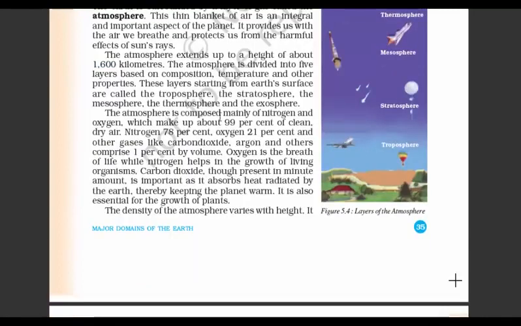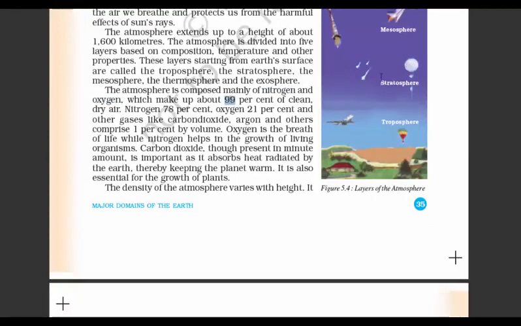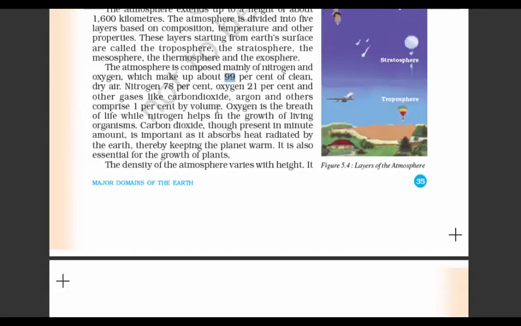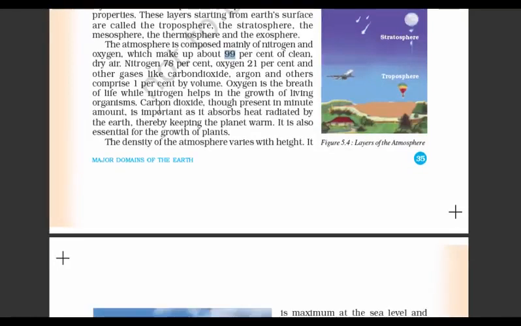And the two important gases that are there in atmosphere are nitrogen and oxygen. Remember this. And they together make up to 98% of the clean dry air. Nitrogen is 78% and oxygen is 21%. And other gases like carbon dioxide, argon and other comprises 1% by volume. Because if they are more, then we wouldn't be able to breathe. So carbon dioxide is very minute, you know that, because most of the trees, they give out oxygen and they take in carbon dioxide during daytime.